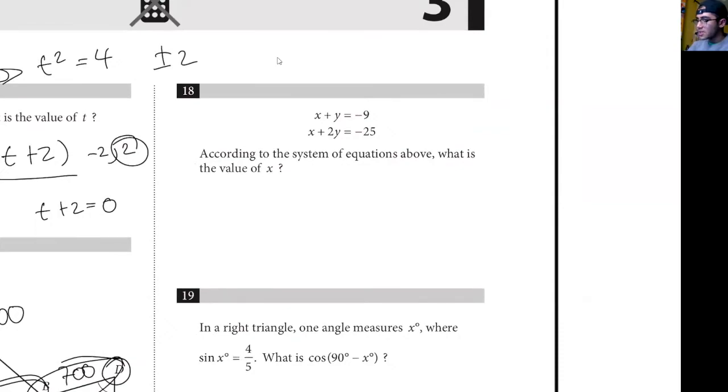Okay, according to the system of equations above, what is the value of x? All right, so let's just do this quickly. We have negative 2x minus 2y is equal to 18, then x plus 2y is equal to negative 25.